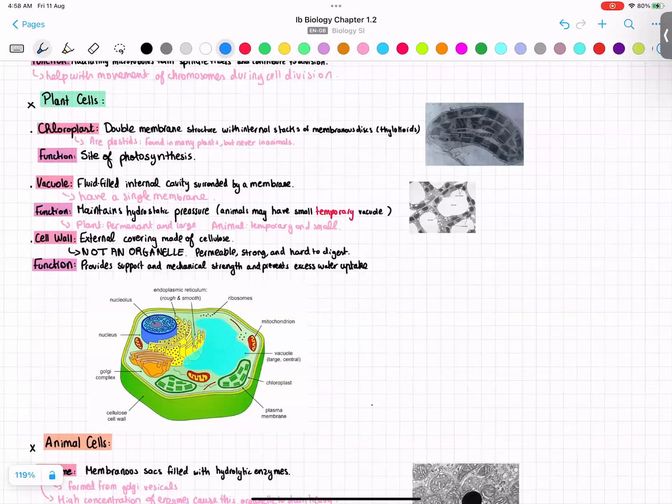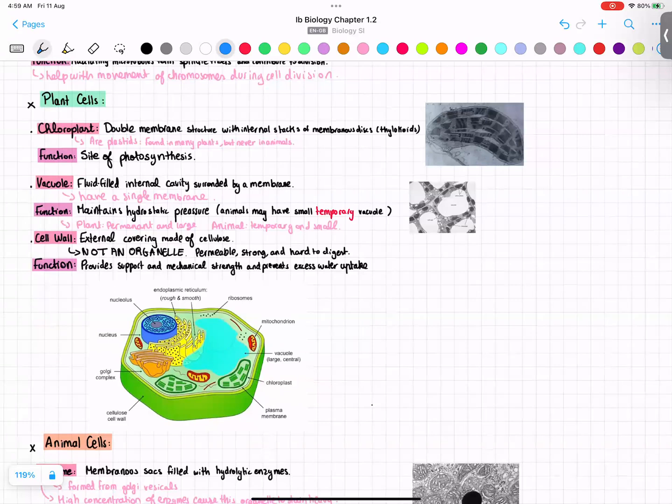So basically chloroplasts. What chloroplasts are, they are plastids, and they're found in many plant cells, but never in animals, because chloroplasts are organelles that contain the pigment chlorophyll, and they are responsible for the process of photosynthesis, and it cannot take place without the chloroplast. It's a green pigment, basically, but just know for now the definition, which is a double membrane structure, and it has internal stacks of membranous discs.